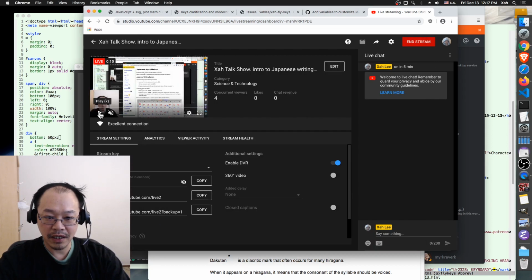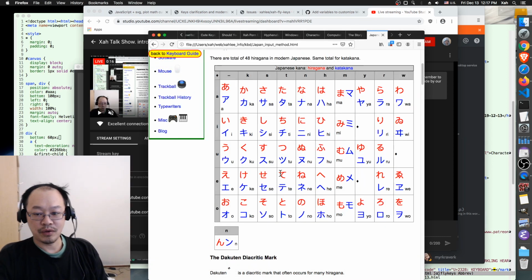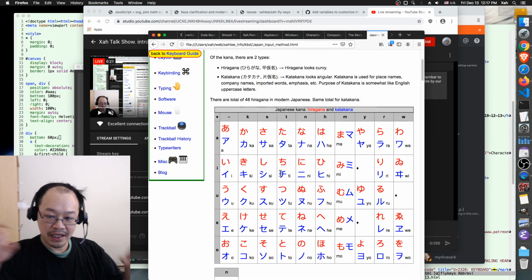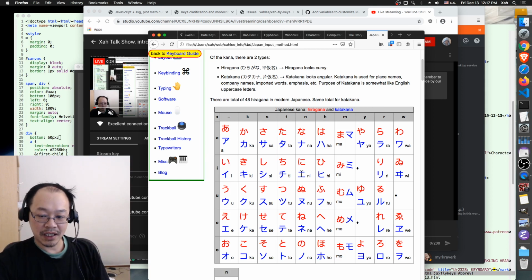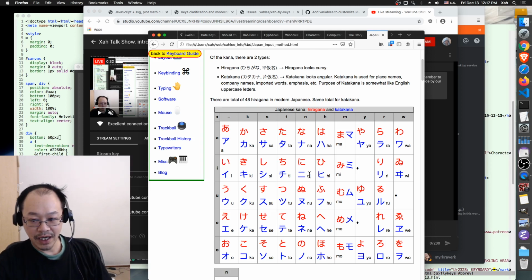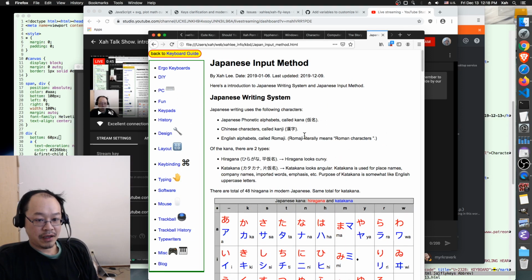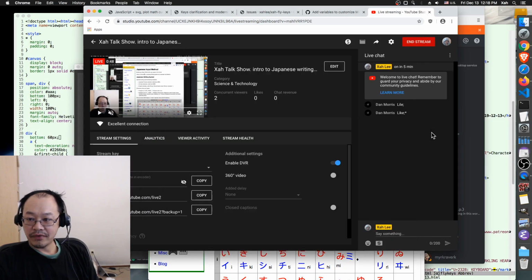And today's topic is Japanese keyboards. I'm going to give you an introduction to the Japanese writing system and Japanese input system, meaning how do you type them, and Japanese keyboard layouts. Now, in Japanese keyboards, it's just like English. You have many different types of layouts, such as in English you have Dvorak, you have QWERTY, Colemak, and so on. In the same way, in Japanese keyboards, you have quite a few layouts. So I'm going to give you an introduction of that.